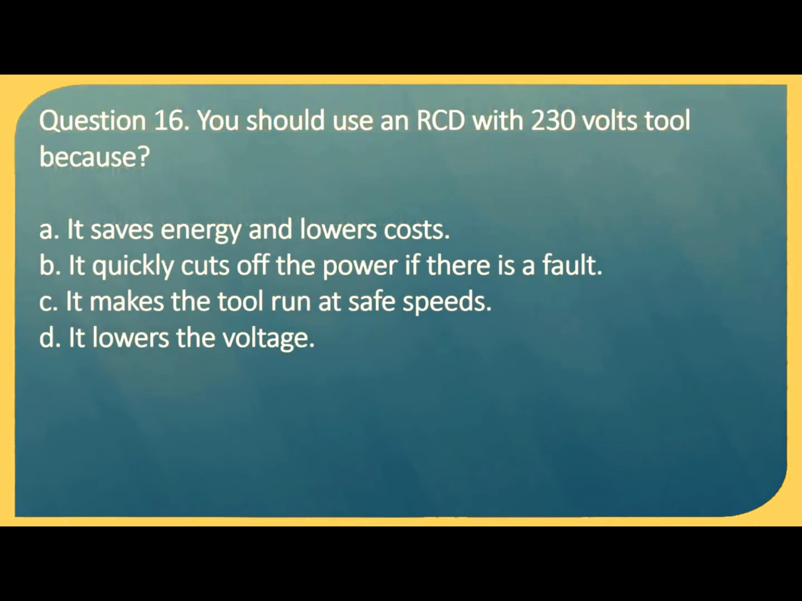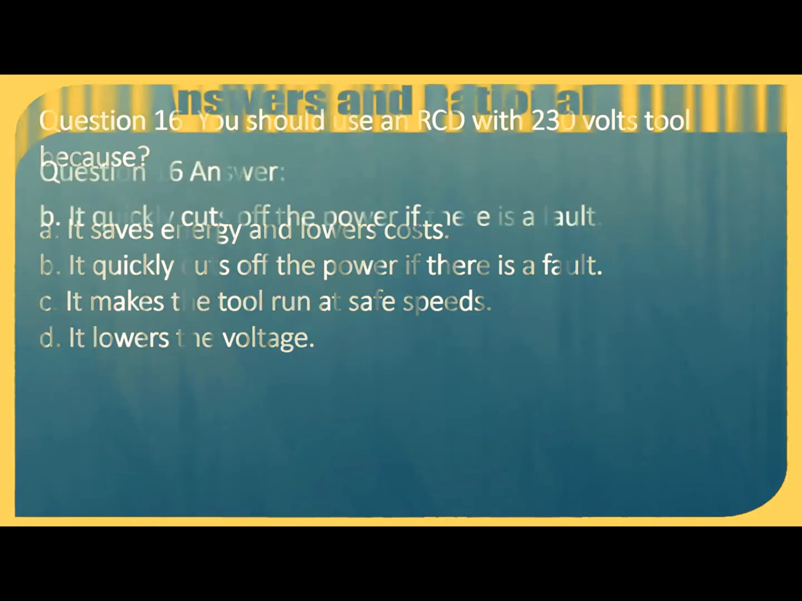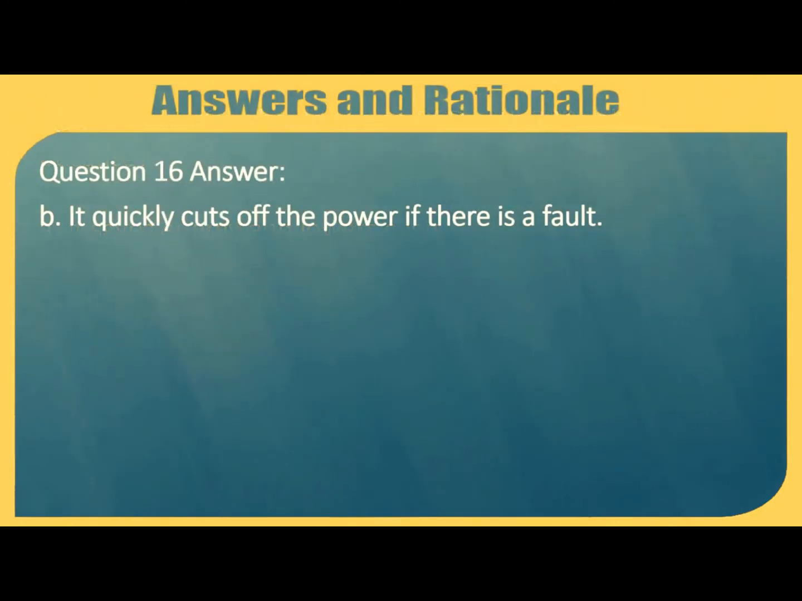Question 16. You should use an RCD with 230 volts tool because A. It saves energy and lowers costs. B. It quickly cuts off the power if there is a fault. C. It makes the tool run at safe speeds. D. It lowers the voltage. Question 16. Answer B. It quickly cuts off the power if there is a fault.